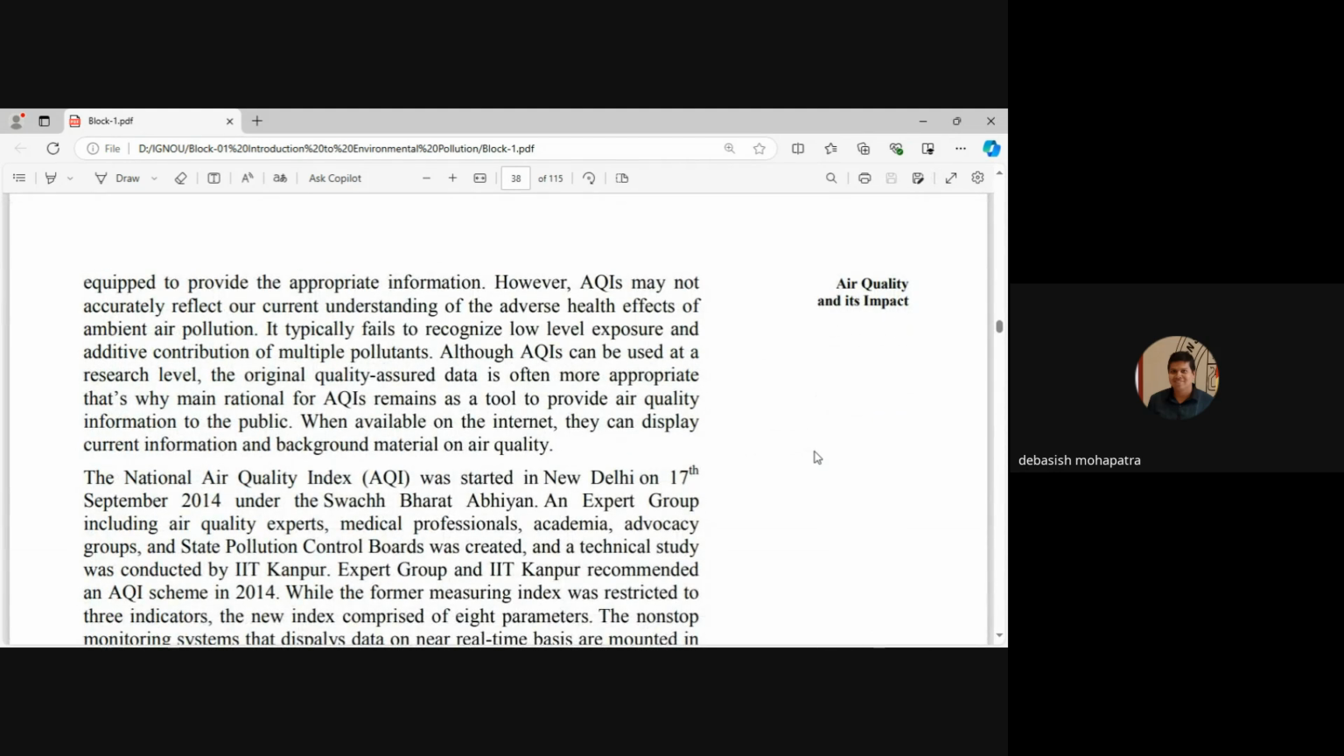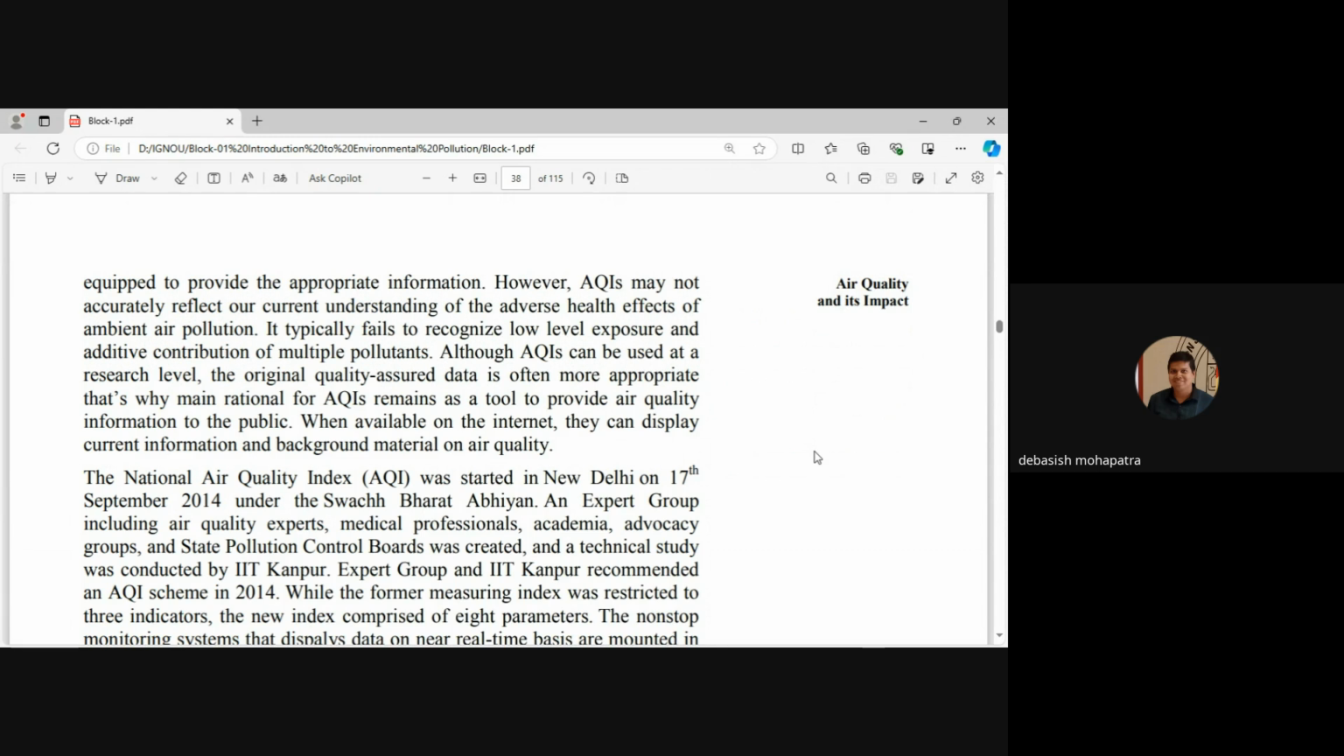may be ill-equipped to provide the appropriate information. However, AQI may not accurately reflect our current understanding of the adverse health effects of ambient air pollution. It typically fails to recognize low level exposure and the additional contribution of multiple pollutants.